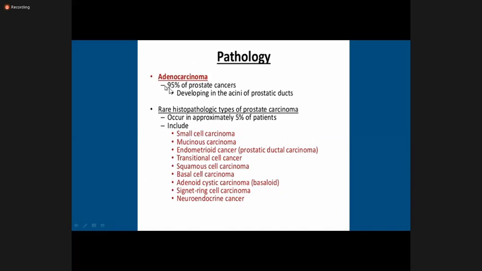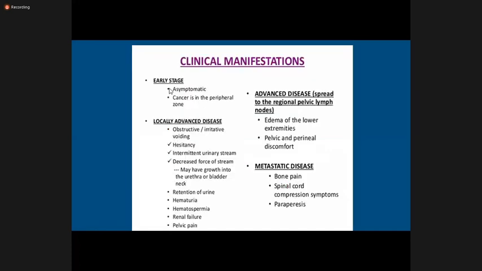95% of the patients have adenocarcinoma, but 5% are of other types. Commonly, 95% is adenocarcinoma, which increases the risk. In the early stage the patient is asymptomatic or has mild symptoms. The cancer is in the peripheral zone. BPH involves the transitional zone, and the cancer involves the peripheral zone.